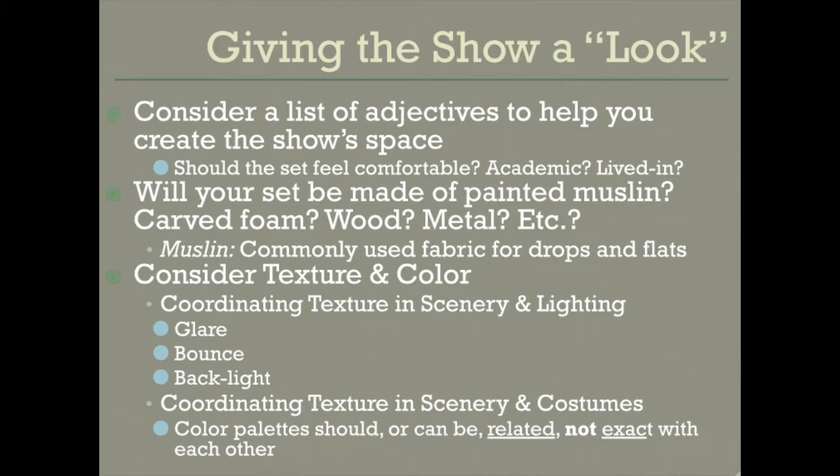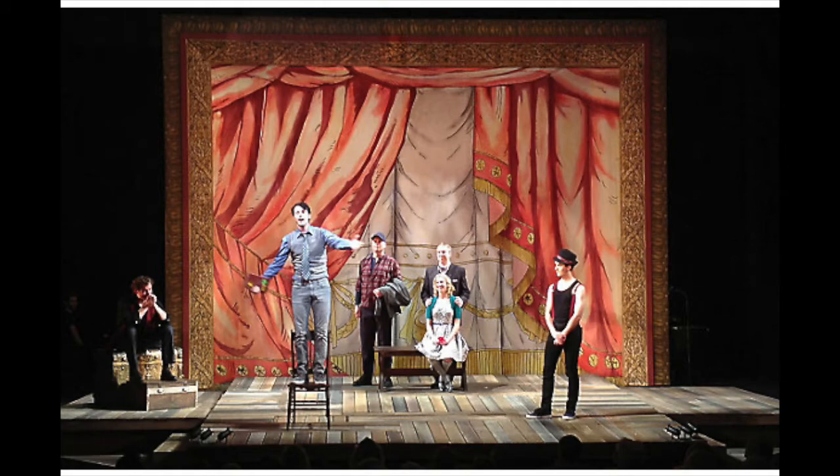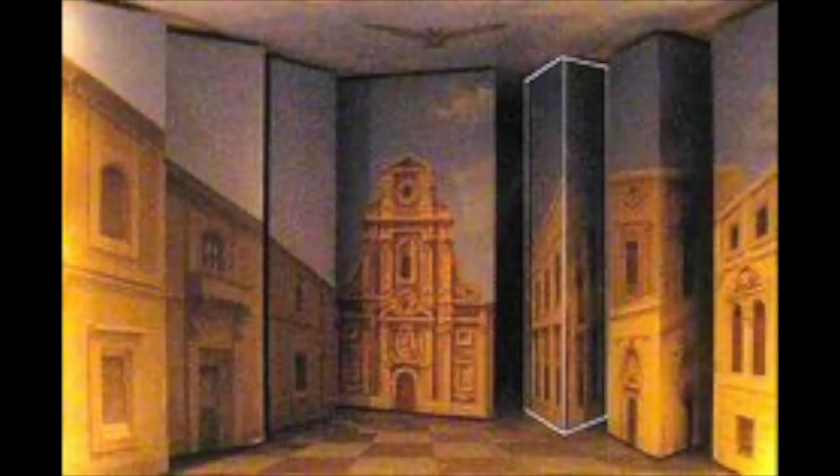is a commonly used fabric for drops and flats. I think I showed you a picture before, but I'll show you another one. When you have your flats, which are made out of wood or metal, the muslin is a fabric that you paint or just project light on, or whatever you want it to be, and you put it around the flat.